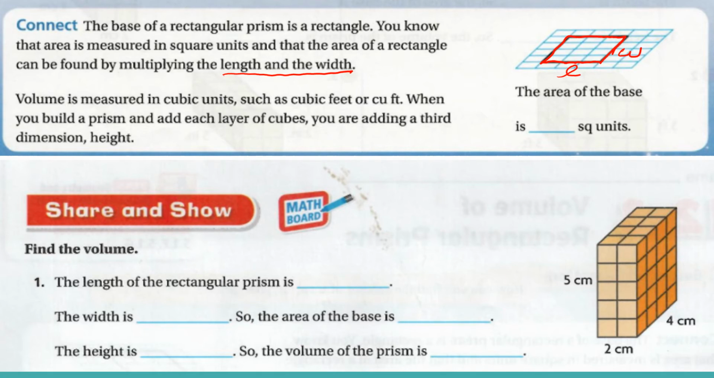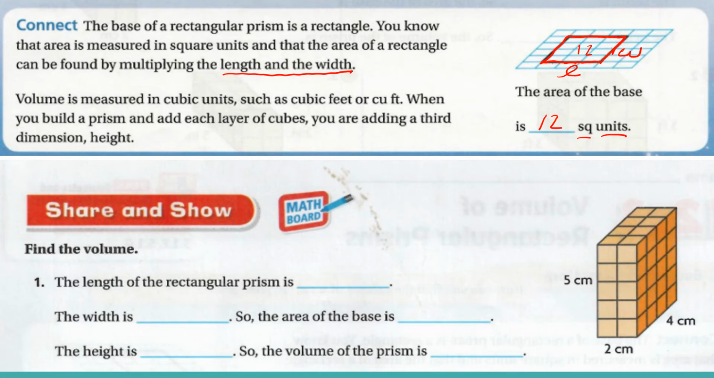So volume is measured in cubic units, such as cubic feet or cubic yards. When you build a prism and add each layer of cubes, you're adding a third dimension. You're adding the height of it. You're starting to make it taller. So the area of the base is 1, 2, 3, 1, 2, 3, 4, 12 square units.